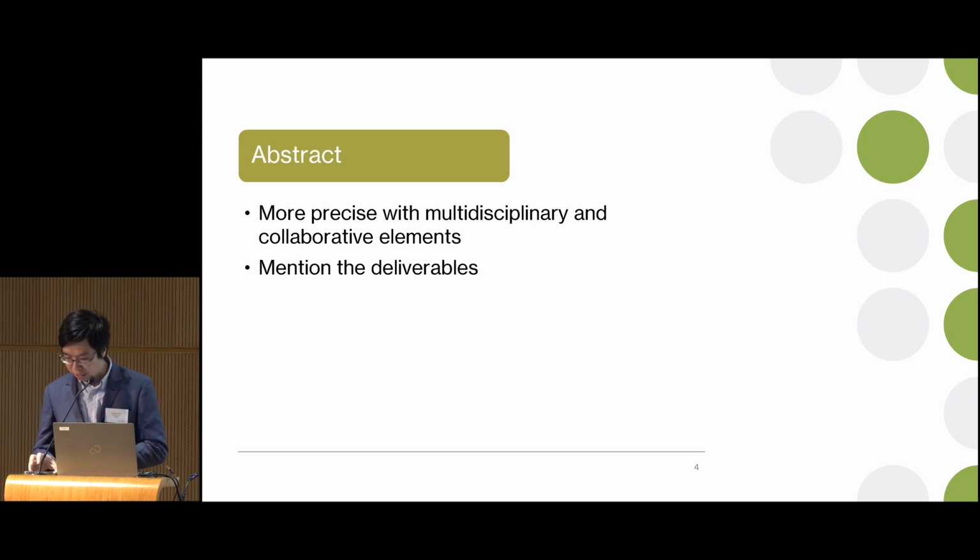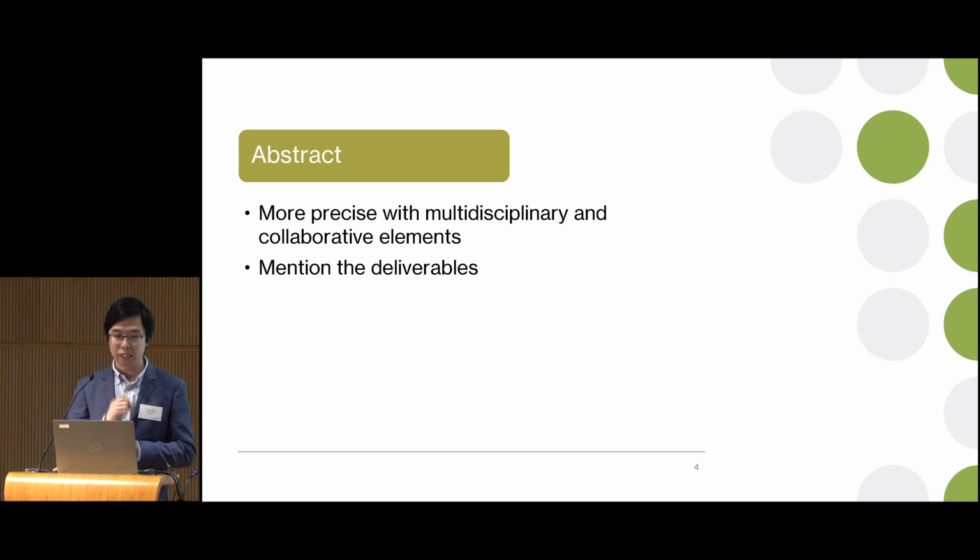For the abstract, we cannot say everything, so we need to highlight some key important things. For example, we need to highlight the multidisciplinary and collaborative elements of our proposal. Next, we need to explain clearly the expected deliverables, because when the panel members and reviewers see what the expected deliverables are, they will have a tangible understanding of what will be achieved in our proposal.